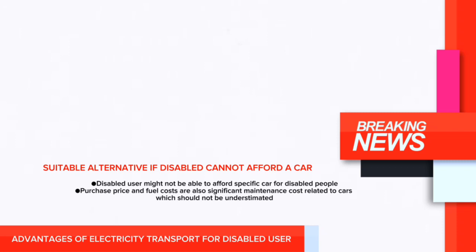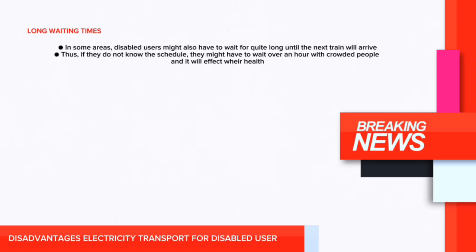Lastly, it is a suitable alternative if disabled users cannot afford a car. Disabled users might not be able to afford a specific car because of its expensive price compared to a normal car. Fuel costs are also significant costs related to a car which should not be underestimated. By doing so, disabled users can save plenty of money, invest it, and may be able to afford a disabled car in their life.